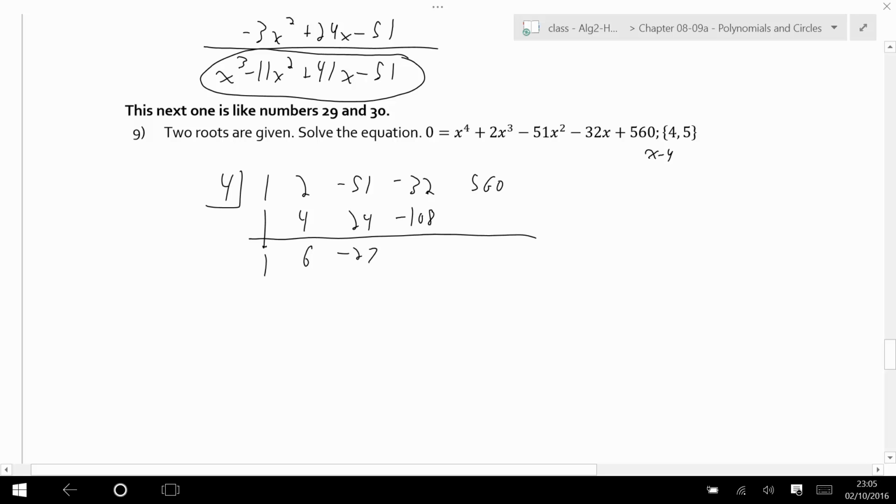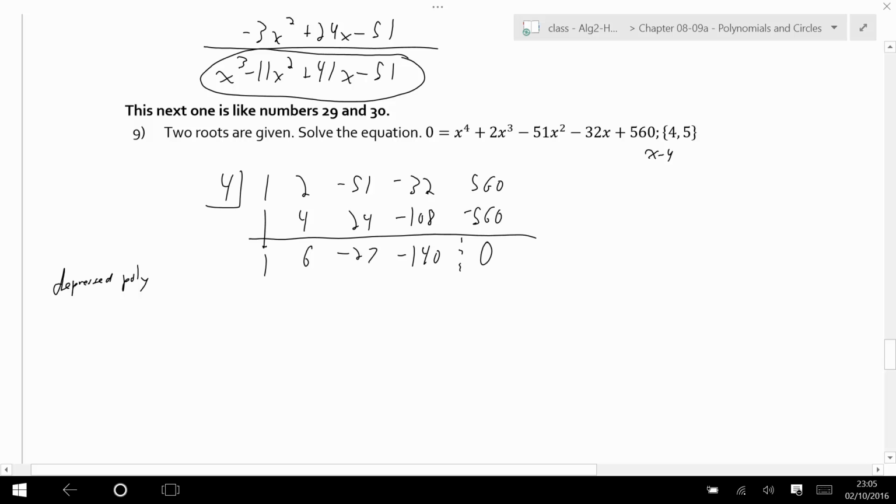negative 108, negative 140, negative 560, and 0. Okay. This right here represents a depressed polynomial. That's kind of a funny name, but it's a name. It's depressed by 1 degree. It's called a depressed poly.